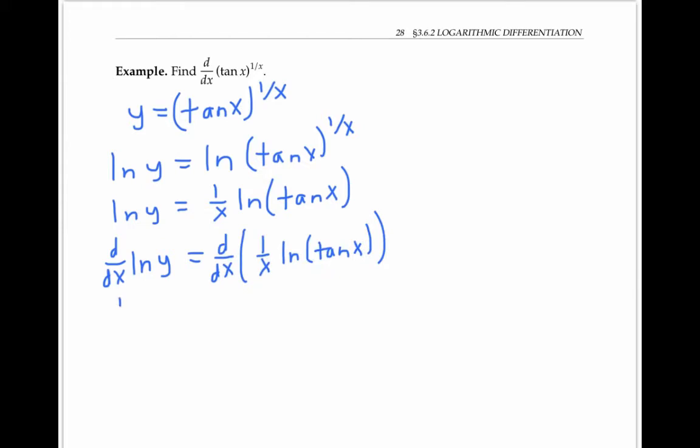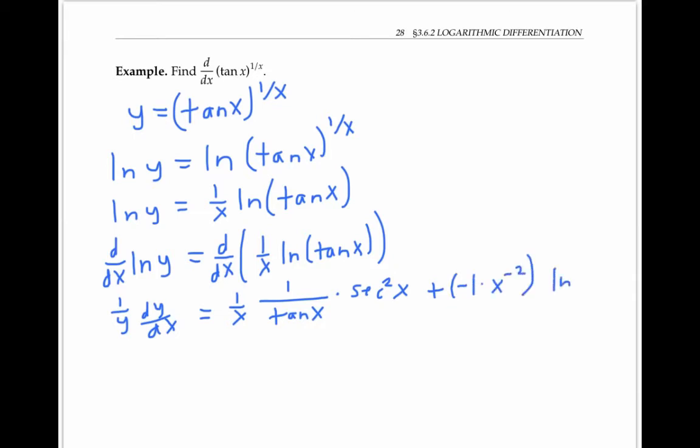On the left, I get 1 over y dy dx. And on the right, I get 1 over x times the derivative of ln tangent x, which is 1 over tangent x times the derivative of tangent x, or secant squared x. Continuing with the product rule, I need to take the derivative of 1 over x. That's going to be the derivative of x to the minus 1, which is minus 1 times x to the minus 2 times ln tangent of x.